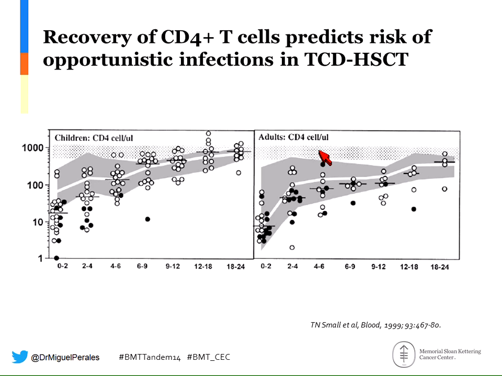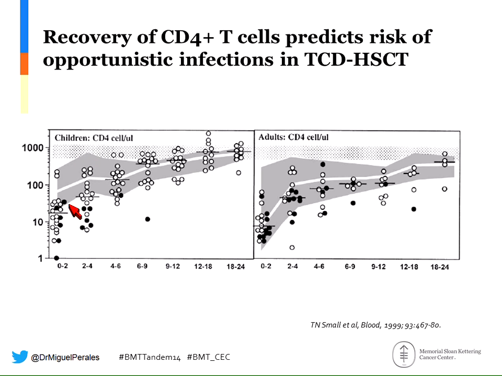So you're really seeing a theme here that there's a direct link between immune recovery and survival. Now, obviously, we've known for a long time, based on the HIV literature, that you can correlate the CD4 count with the risk of infection, and this is also true in transplant patients. This is work that was published by Trudy Small from our center, and the main message here is you're looking at kids on the left, adults on the right.